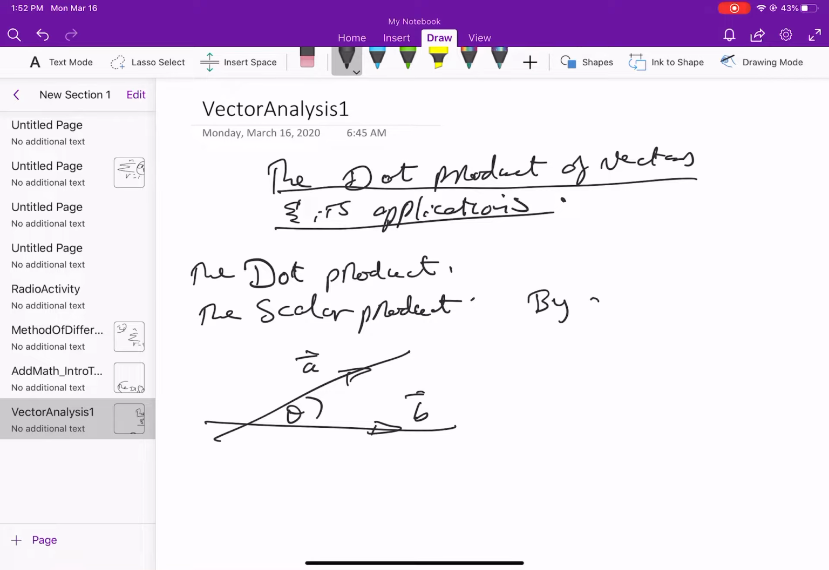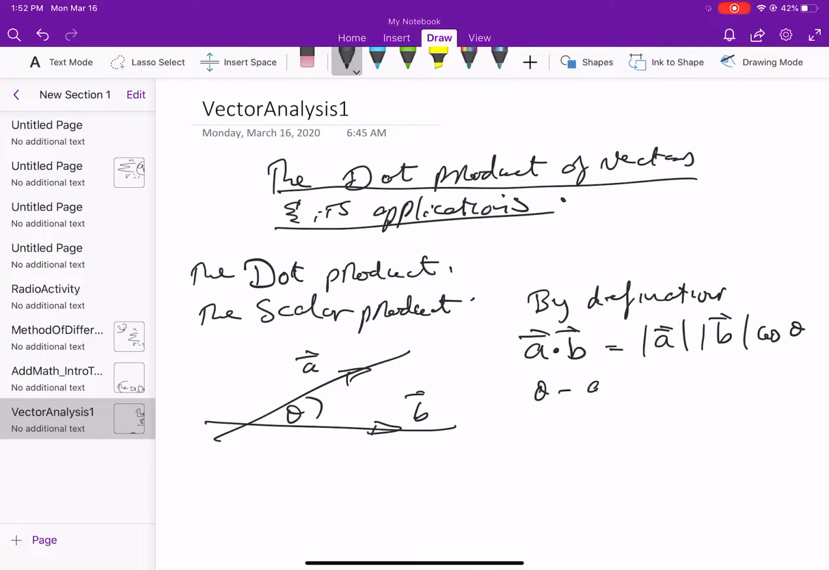By definition, A dot B, that is the dot product of A and B, can be defined as the modulus of A times the modulus of B times cos theta, where theta is the angle subtended by the vectors A and B. You will remember there is a special way we defined the angle subtended by two vectors.